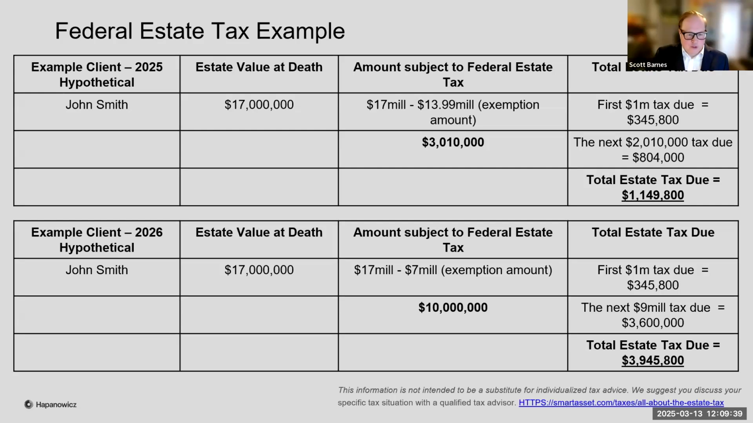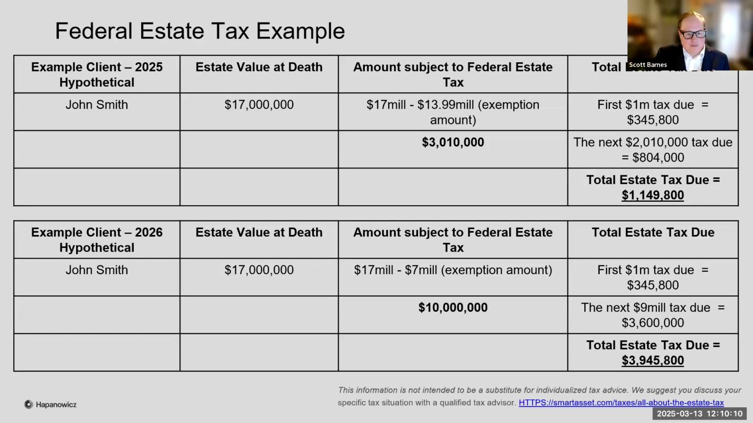That means that Mr. Smith's estate will owe taxes on $3,010,000. So again, it's not the full 17 million that he owns. It's just the amount above that 13.99, which is $3,010,000. And as I mentioned before, it is a progressive tax. So on the first 999,000 over the exemption limit, the tax ranges from 18 to 39%, and anything over $1 million is taxed at 40%.